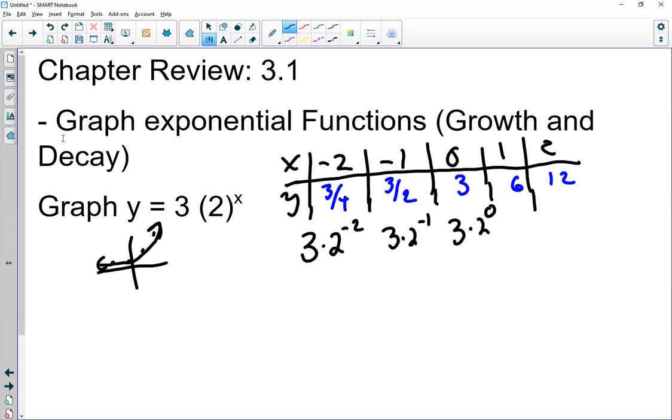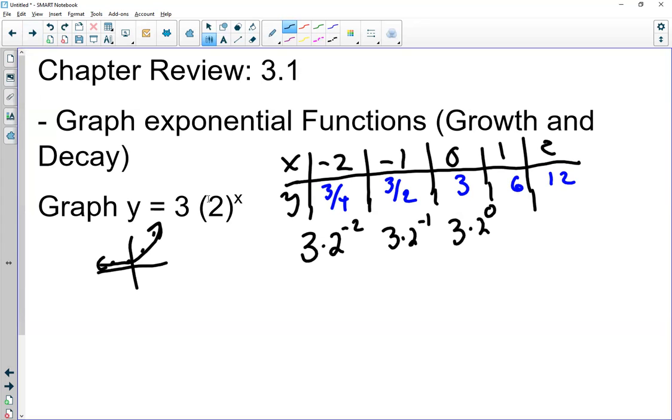So wait, a question: if it's like 3 times 3 to the 4th x, is that decay? 3 times 3 to the 4th x. Sorry, this one is growth. And if it's less than 1 within the base, it will be decay. So like a half, a third, 2/4, which is the same as a half, 3/4.